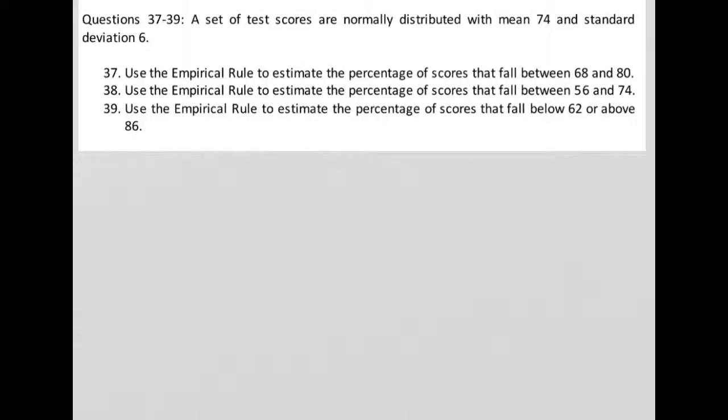In this question, we have a set of test scores that are normally distributed. Now, for the empirical rule, we really just need for this to be bell-shaped, but it says normally distributed, which is definitely bell-shaped, with mean 74 and standard deviation 6. And we're asked to use the empirical rule to estimate a percentage of scores. So what I'll do for 37, let me write that down here.